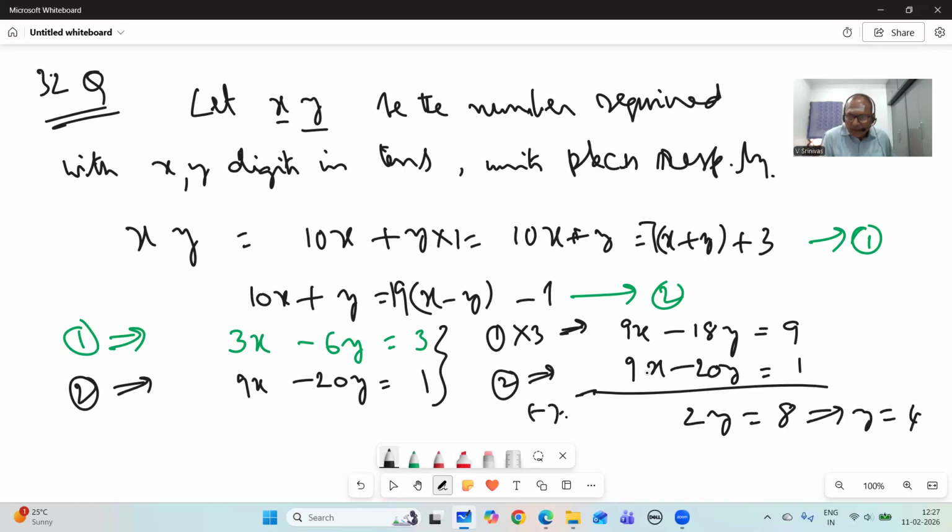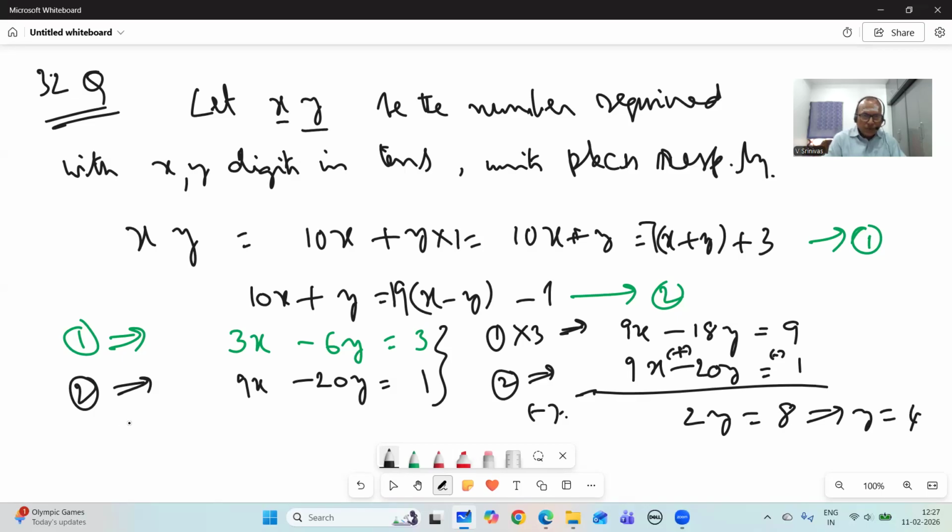I have subtracted this from this. 9x cancels, minus becomes plus. And then minus 18 plus 20 is 2y. This becomes 9 minus 1 is 8. Therefore, cancelling 2 on both sides, you get y equal to 4.